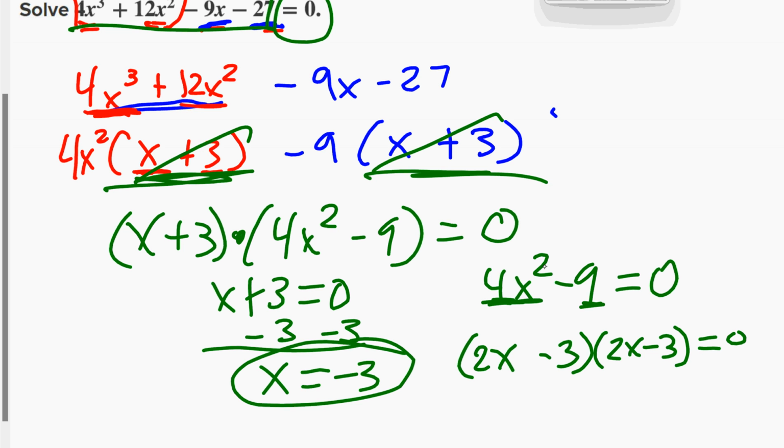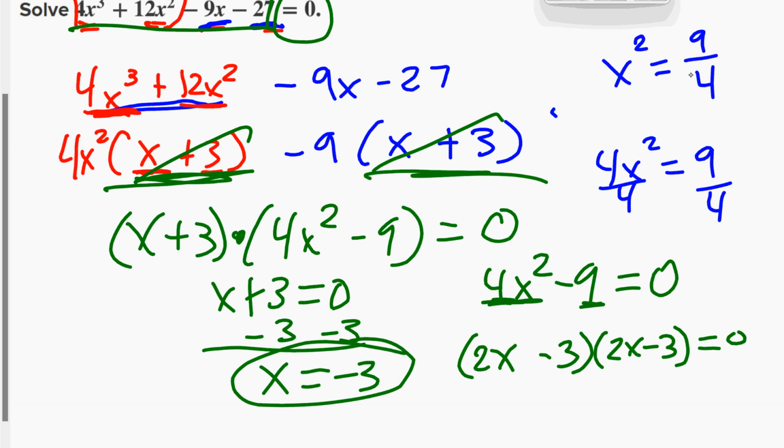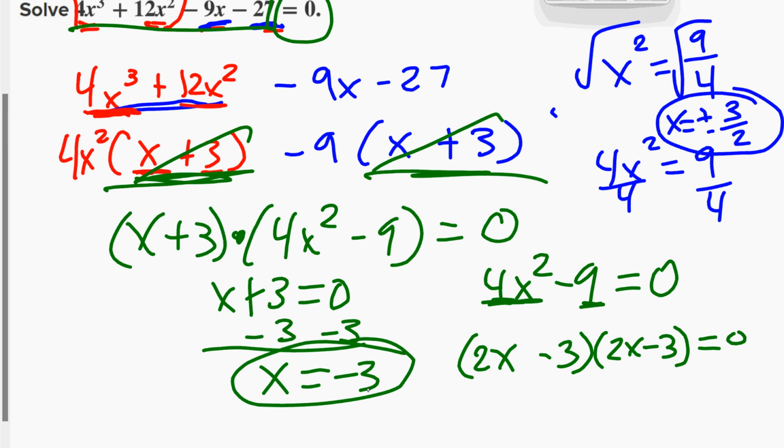But we can see we could also solve this by just adding 9 to both sides. And then I can divide by 4, and so I get x squared equals 9/4. And then I can square root both sides. So the square root of the top would be 3. Square root of the bottom would be 2, but since it's square root, it's plus or minus. So we can say there's my answer, plus or minus 3 halves and -3. Or we can factor it and then set each of these factors equal to 0.